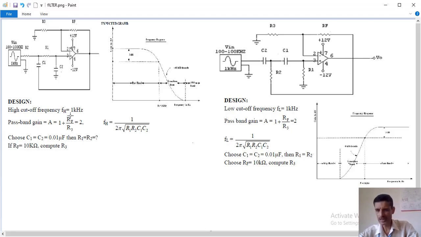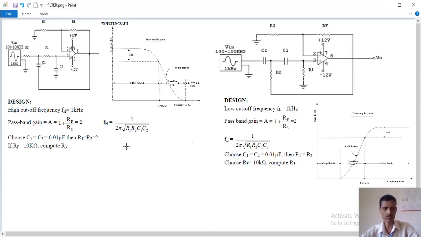The formula for calculating the gain of this circuit is 1 plus RF by R3. In this case we have designed this circuit for a gain of 2 and a cutoff frequency of 1 kilohertz. The formula for calculating the cutoff frequency is fh equal to 1 by 2 pi root of R1 R2 C1 C2. In designing, we will assume that C1 is equal to C2, that is, this capacitor value is equal to this value, let us say 0.01 microfarad. We can assume any value, no problem. Let us also assume that R1 is equal to R2.